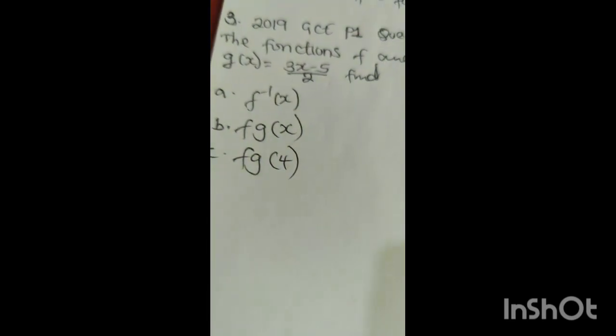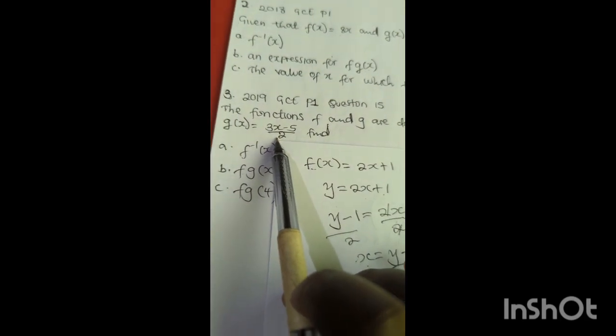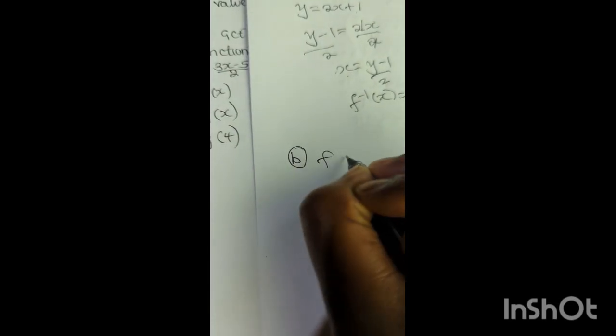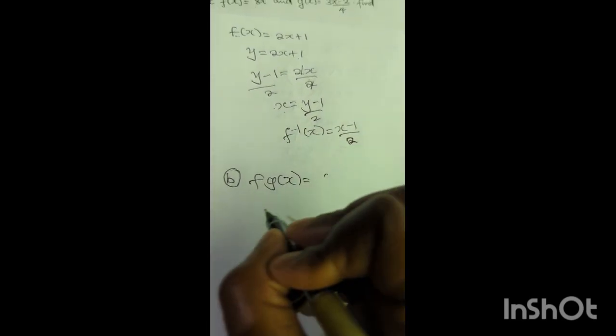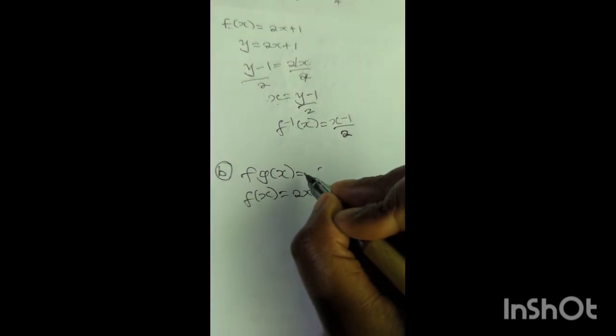The next question, B, is asking me to find the composite function fg of x. So here I'm going to start by writing the function f. Then in my function f, wherever I find x, I'll replace that by the entire function g. So my f of x is already here. It's 2x plus 1. Now in this 2x plus 1, I'm going to put g, which is here. So we'll write B, f of g of x is equal to, f of x is equal to 2x plus 1.